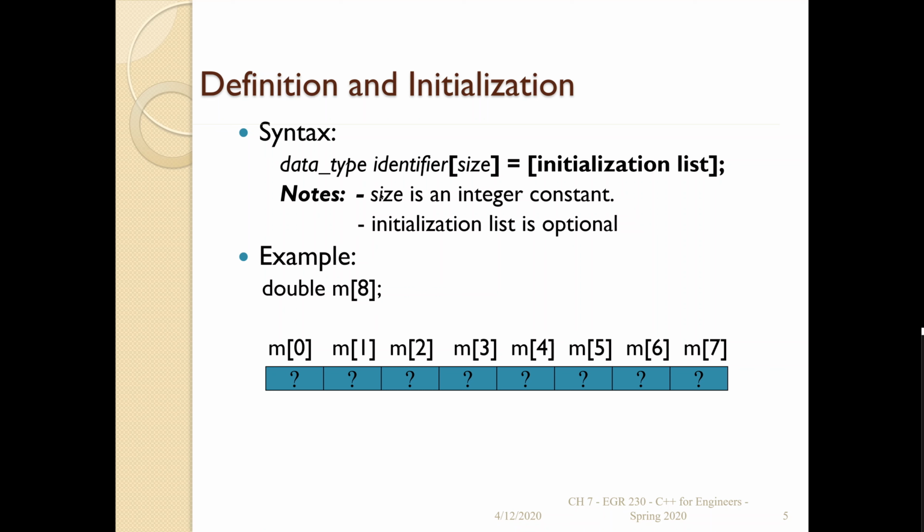Here's an example. Double is the data type. And then you have the identifier. Whatever you want to call this is your identifier or variable name, or array name. This is the array name, and this is the size. So what this does, if you have this in your code, here is the declaration, double data type. It's going to be a double data type array, because it has these square brackets.